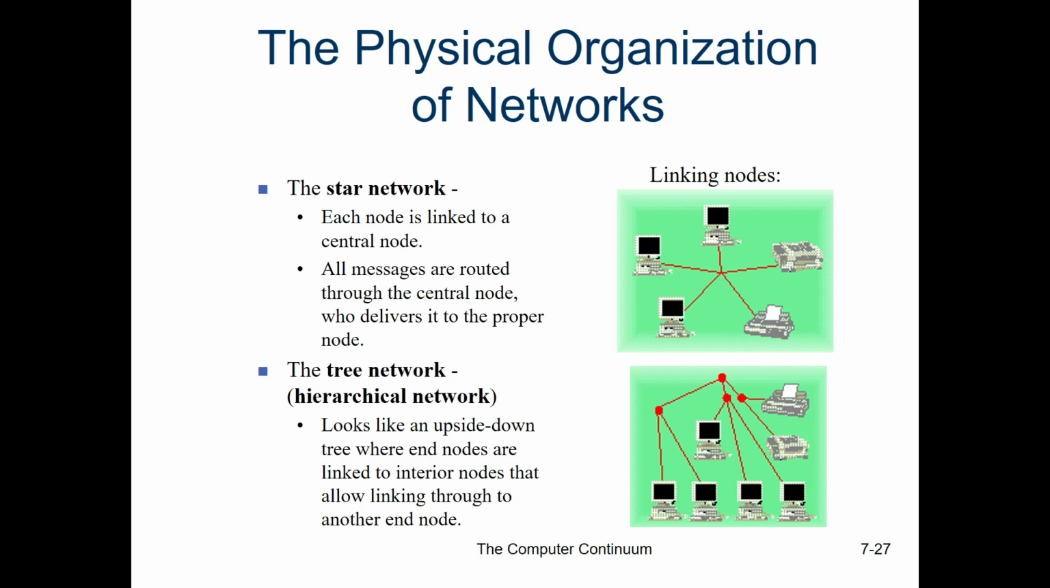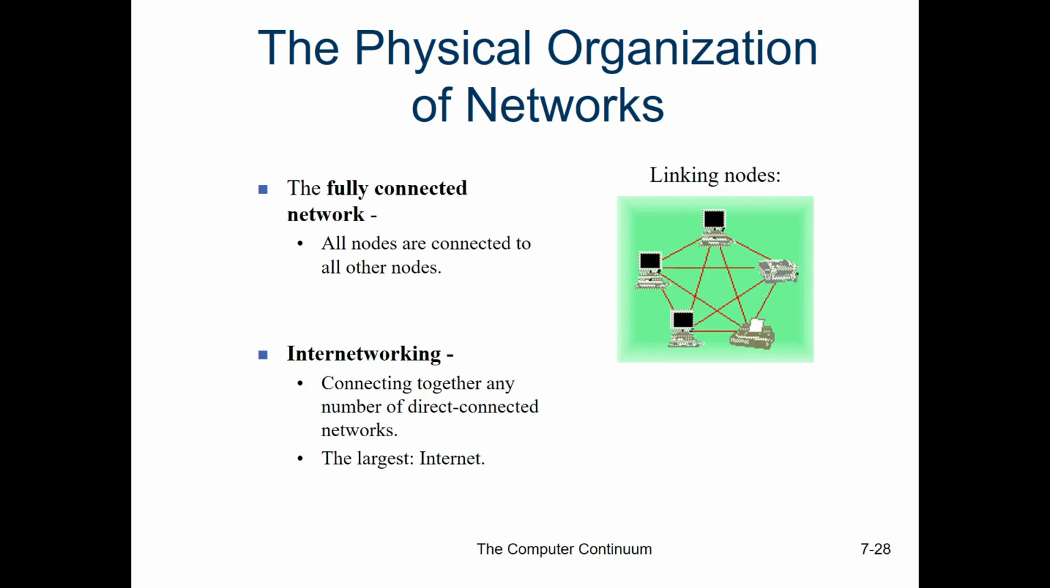Then we have the tree network, in which different computers are connected in the form of a tree shape. So it looks like an upside down tree where end nodes are linked to interior nodes that allow linking through another end node. And so that's how a tree network, or hierarchical network, works.